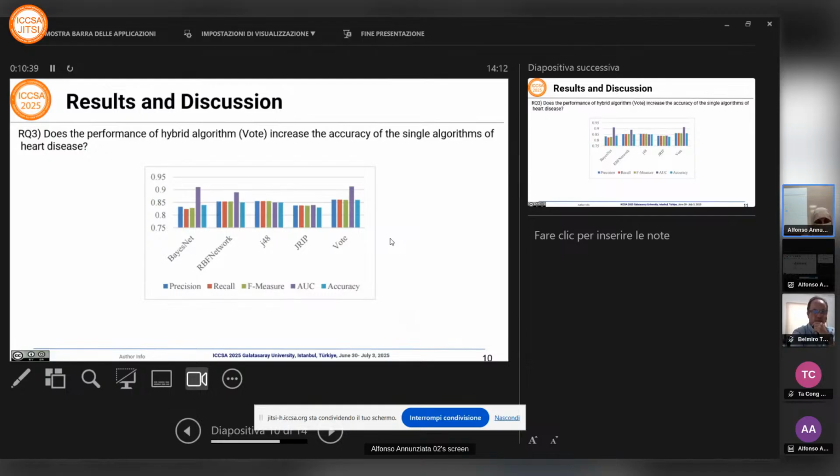I compared the vote algorithm with all these 4 algorithms, and as you see in the last columns, the vote algorithm has higher accuracy prediction in all of the evaluation measures, which are precision, recall, F measure, AUC, and accuracy. So the answer to this question is yes, the hybrid algorithm increases the accuracy of the single algorithm.